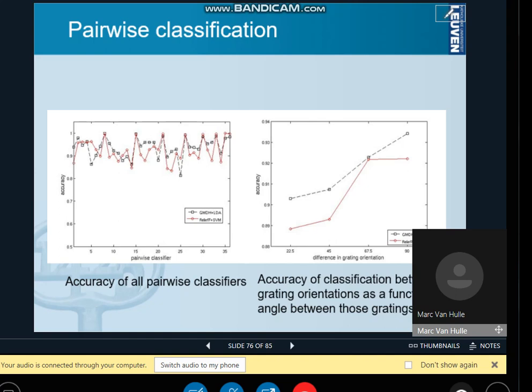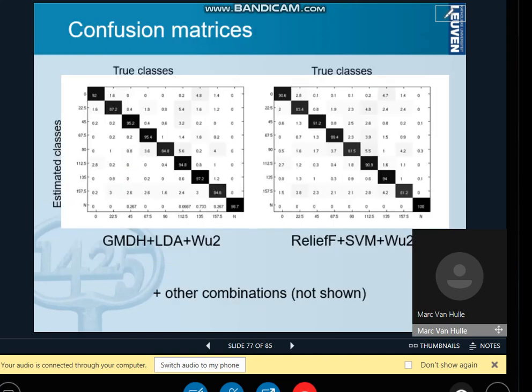Okay, so let's look at the performance. That's slide 76. You can plot some confusion matrices. A confusion matrix is actually plotting probabilities of estimated and true classes. What is interesting, of course, is the diagonal indicated in black. These are the correct ones, and anything that's deviating from the diagonal is incorrect, and you can have different combinations.